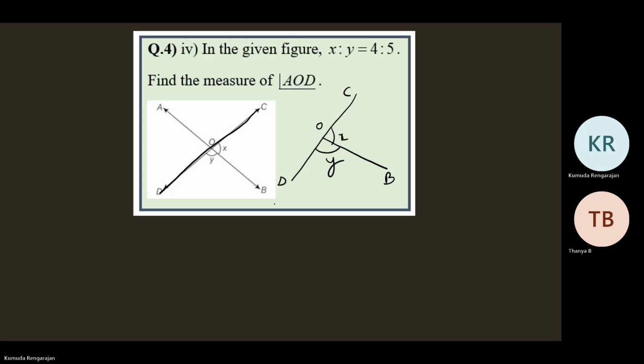But X is to Y is equal to 4 is to 5. So you can call this 4A. Don't say 4X because there's already X and Y here. So you should not say 4X or 4Y, but 4A and 5A, or 4B and 5B. They are in the ratio 4 is to 5. So let X be called 4A and Y be called 5A. So X plus Y is equal to 180, which means 4A plus 5A is equal to 180.